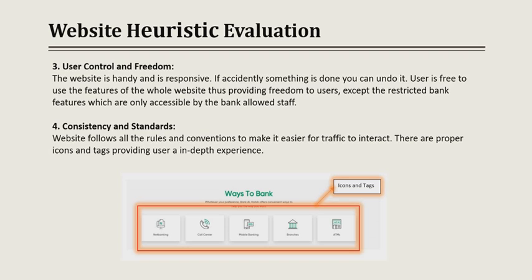Consistency and standards. The website follows all the rules and conventions to make it easier for traffic to interact. There are proper icons and tags for an in-depth experience of the customers. For example, as you can see, there are ATMs including an ATM sign icon, and the branches just like the image of the bank, mobile banking showing a mobile, and the call center icon, and net banking similarly.